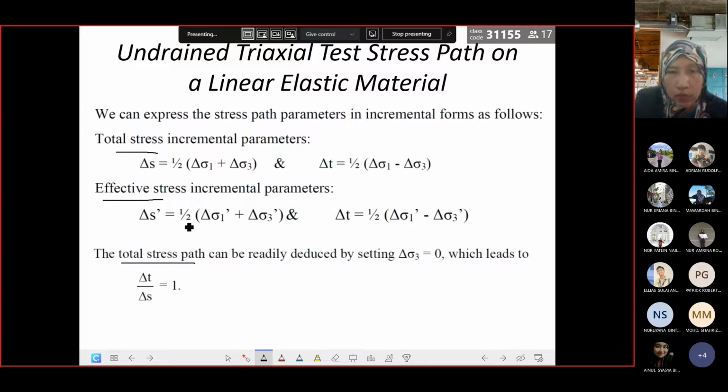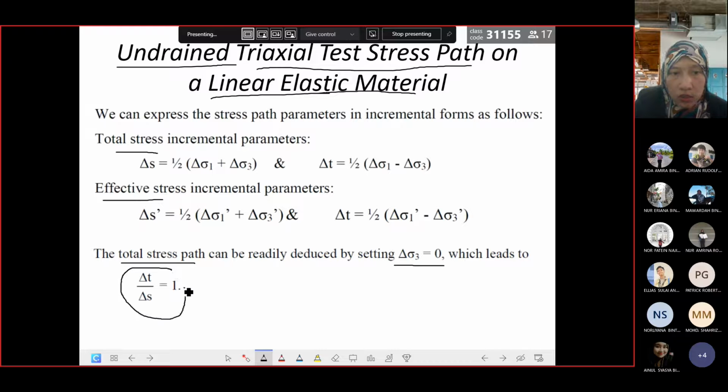Contohnya kalau kat sini kita back to our discussions on the stress path, the triaxial test stress path in undrained for a linear elastic material. So andaikan you ada that total stress incremental parameter as what you have here, kemudian you ada effective stress incremental parameter, this is what you have, dengan set delta sigma 3 is 0, you can have the gradient or the ratio between delta t to delta s is equal to 1.